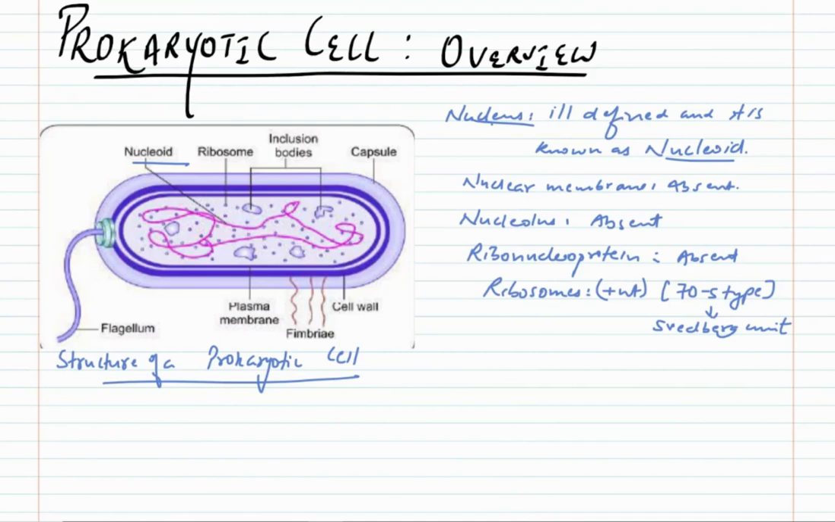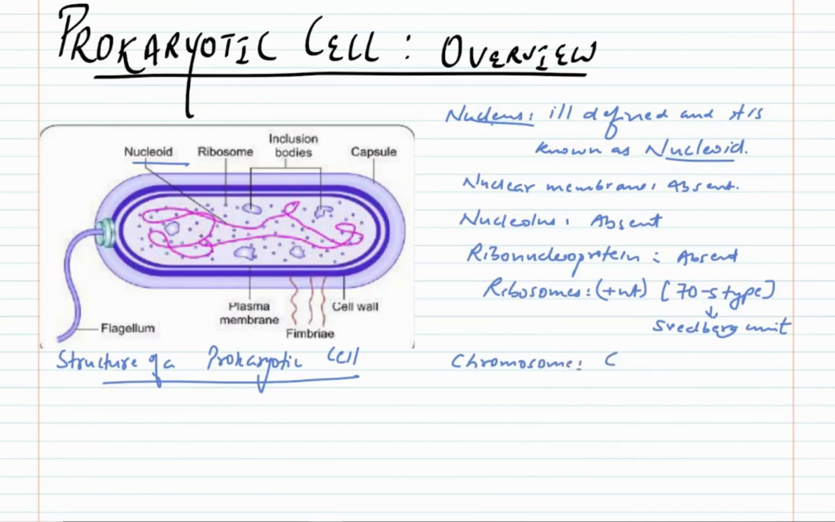Ribosomes are cell organelles which are known as the protein factory of the cells, and these ribosomes are of 70S type in prokaryotes. S stands for Svedberg unit. It is a unit of measurement of the rate of settlement of these ribosomes when they are present inside a centrifuge machine. So depending upon how fast or how slow these ribosomes settle, we define them on the basis of this Svedberg unit.